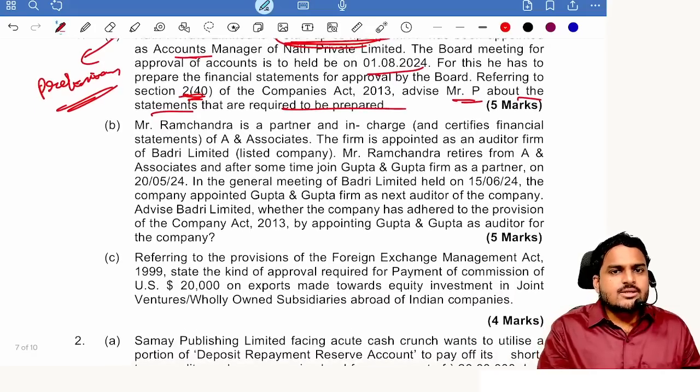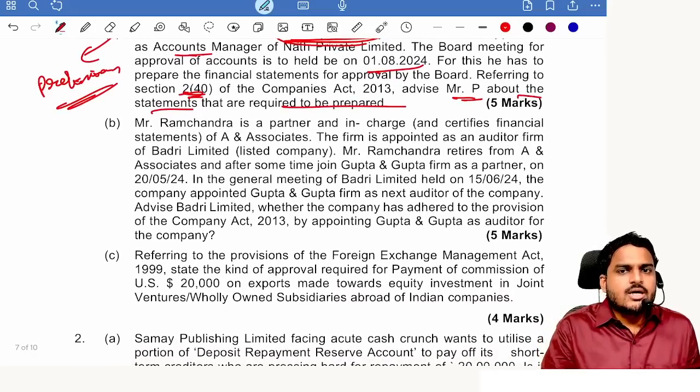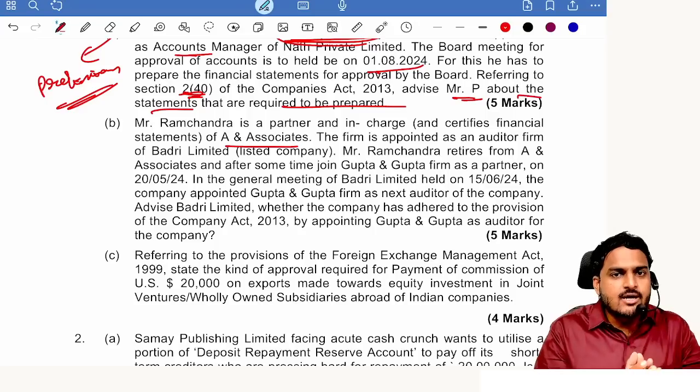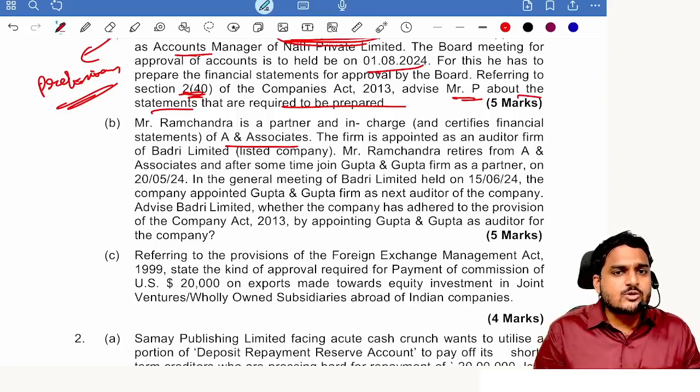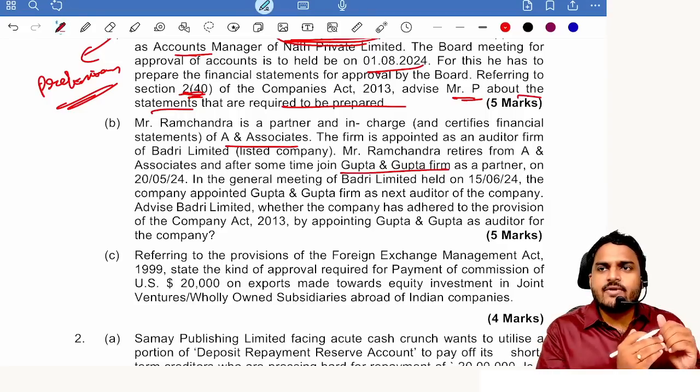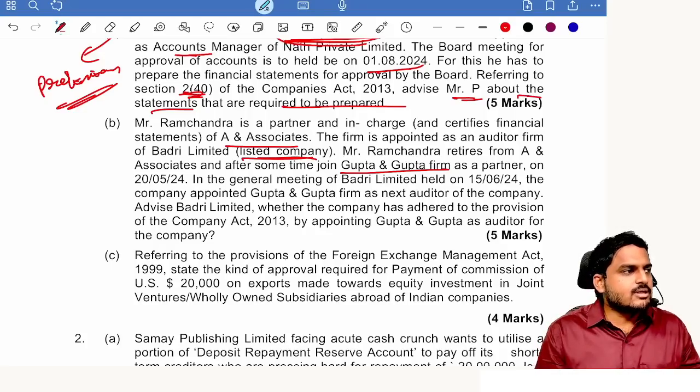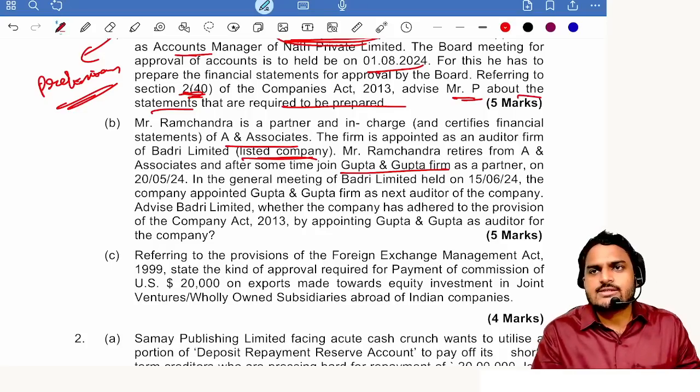Mr. Ramachandra is a partner in charge and certifies financial statements of A and Associates. The firm is appointed as the audit firm of Badri Limited, a listed company. Ramachandra retires from A and Associates and after some time joins Gupta and Gupta firm. It's like resigning from one firm and joining another firm, and this is a listed company. That means the question is all about rotation of auditors.